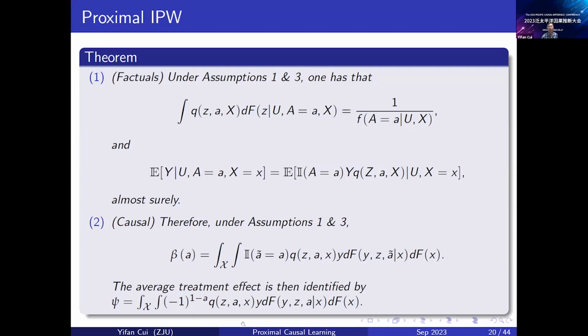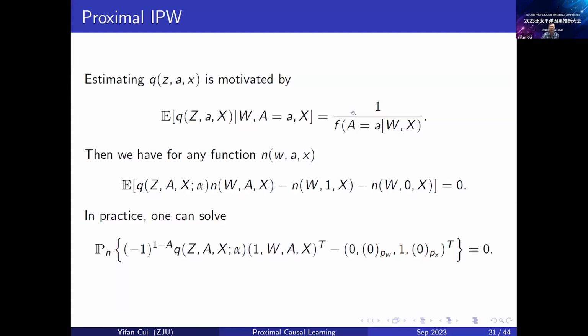For estimation, if q is known, we can just do a simple sample average to estimate the average treatment effect. However, in practice, q is not known. So to solve it parametrically, we notice that the expectation of q times (n(W,A,X) minus n(W,1,X) minus n(W,0,X)), where n is any function of W, A, and X, equals 0. So again, we can use the GMM here to parametrically solve for this q. Okay, we will talk about how to solve it non-parametrically at the end.